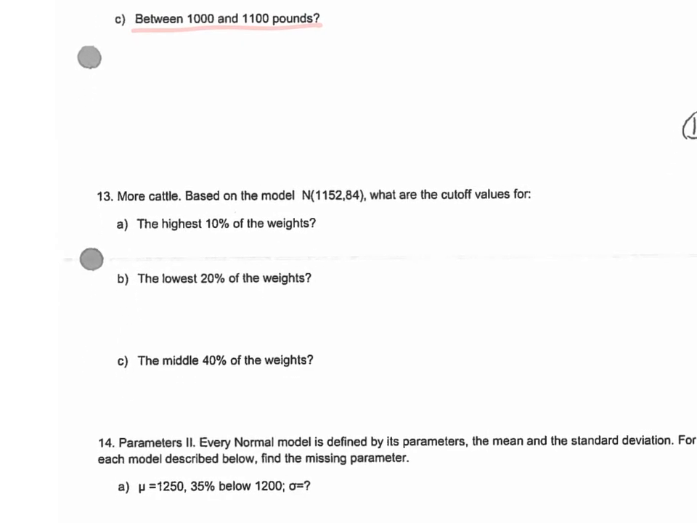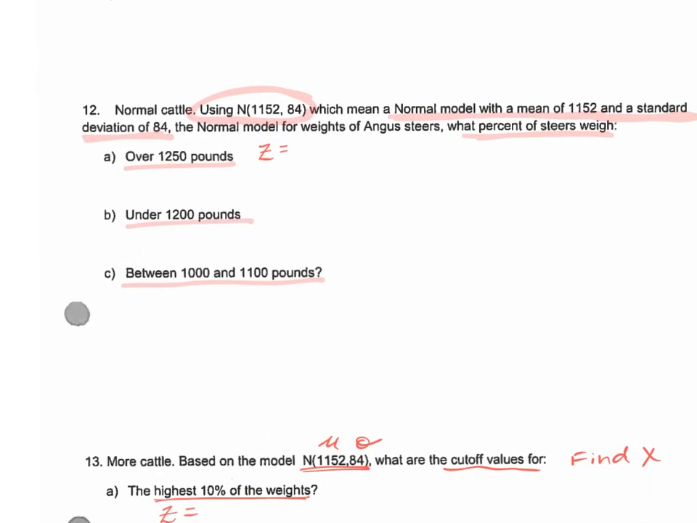Here, you're going to have the same situation, and it says the highest 10% of weights. So you first use this information to find your z-score, and you have your mean and your standard deviation, and so you're going to be finding the x values on those, okay? Whereas up here, you get your z-score and then normal CDF to get the areas. Okay, so those are 2 steps.